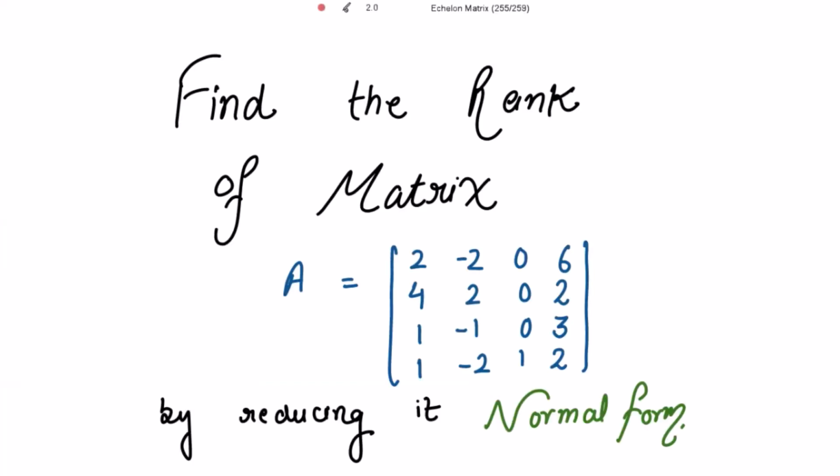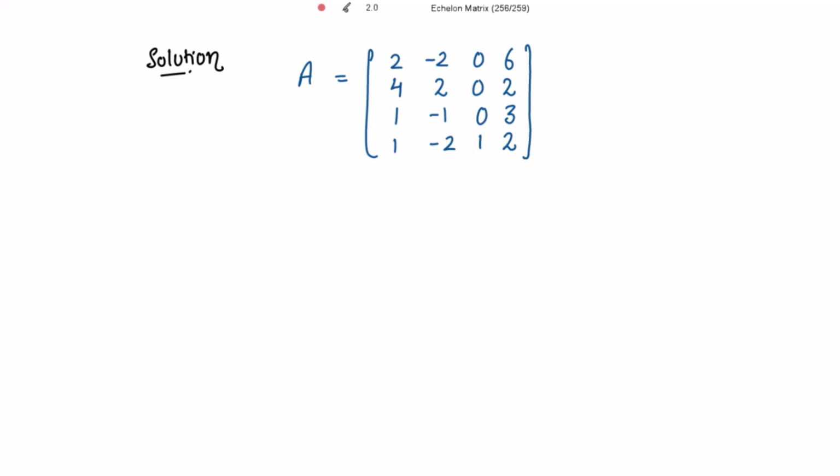We need to find the rank of the matrix A by reducing it to the normal form. And the normal form of the matrix is where we have the submatrices as the identity matrix and the other submatrices to be zero submatrices, right? So we need to change this matrix into this form, and then we need to determine the rank of the matrix. So by applying a few row and column operations, we are going to reduce this matrix A into the normal form.